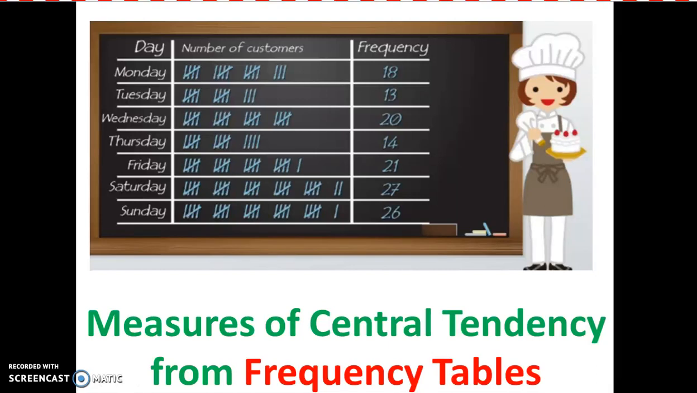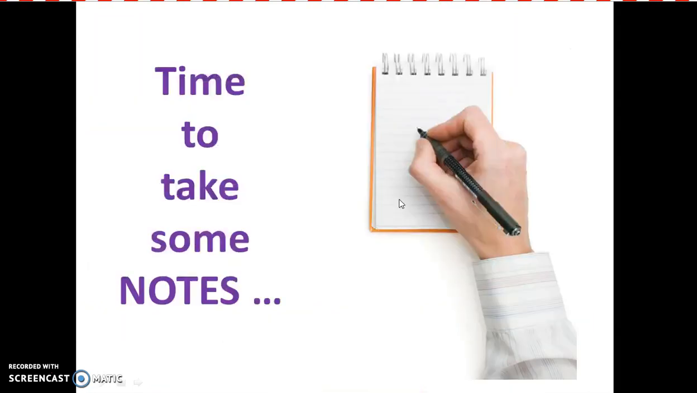Measures of central tendency from frequency tables. On top here we can see what is called a frequency table. We have these days of the week and it's counted how many customers came on those days. This is called a frequency count.